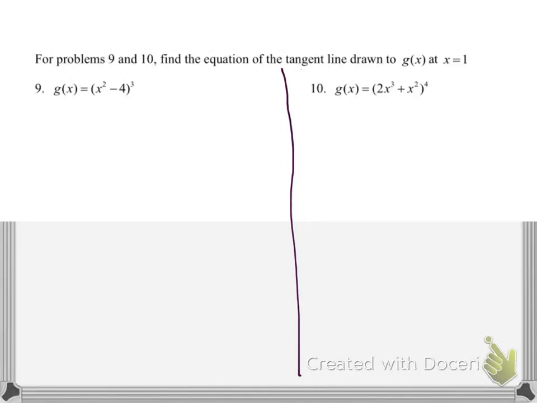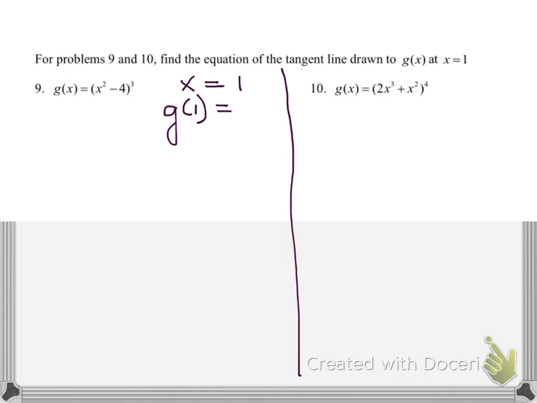Okay, beginning with problem number 9, they're asking me to find the equation of the tangent line drawn to g of x at x equals 1. So the thing I know is that x equals 1. I want to find g of 1 before I do anything else.